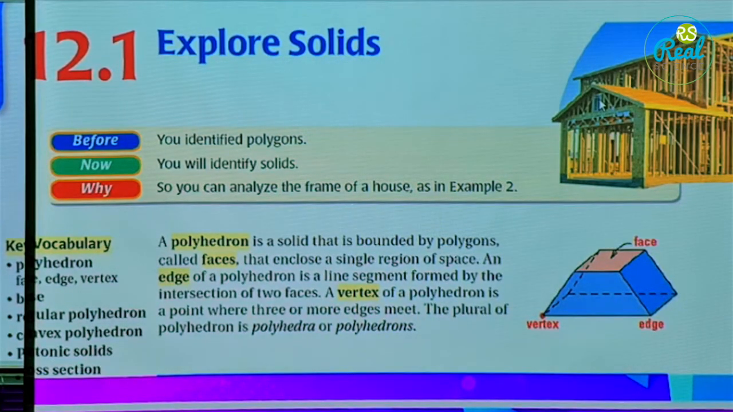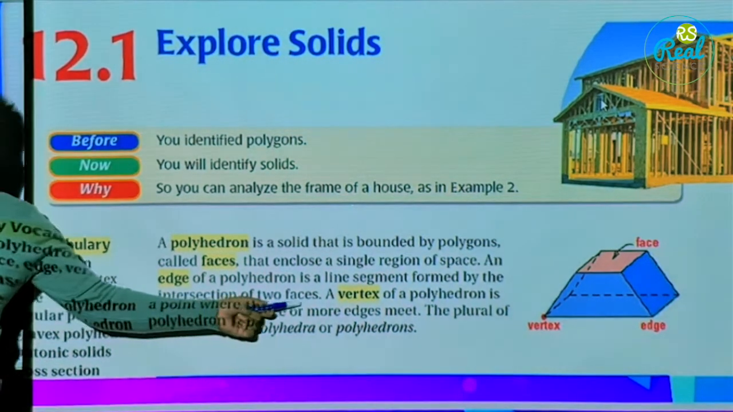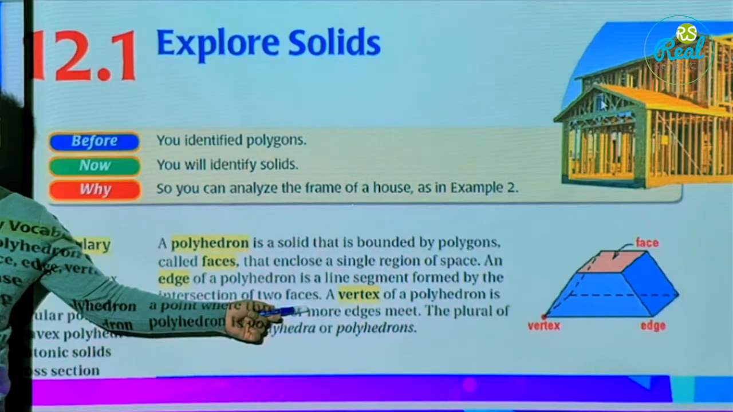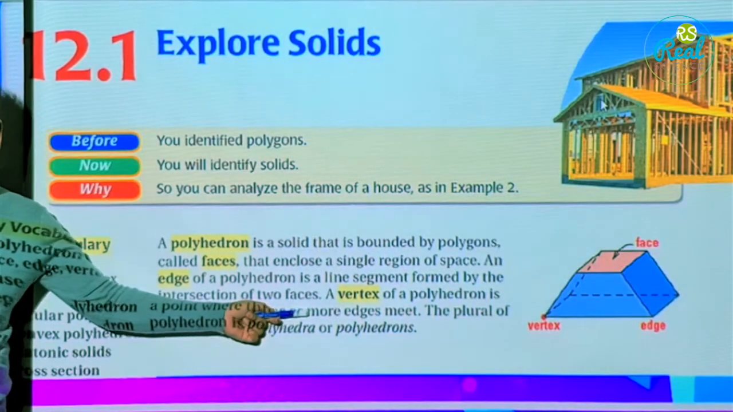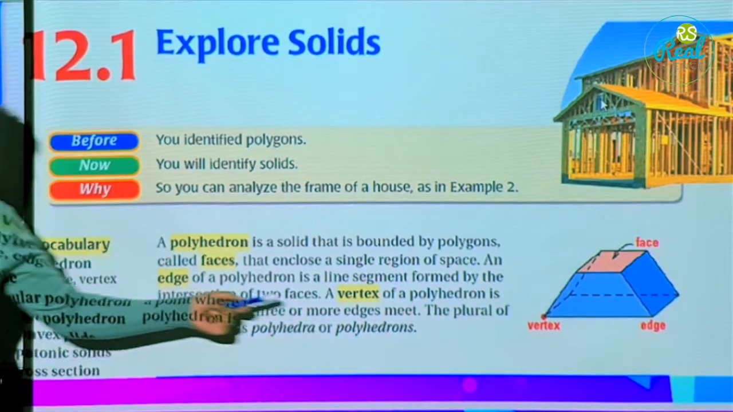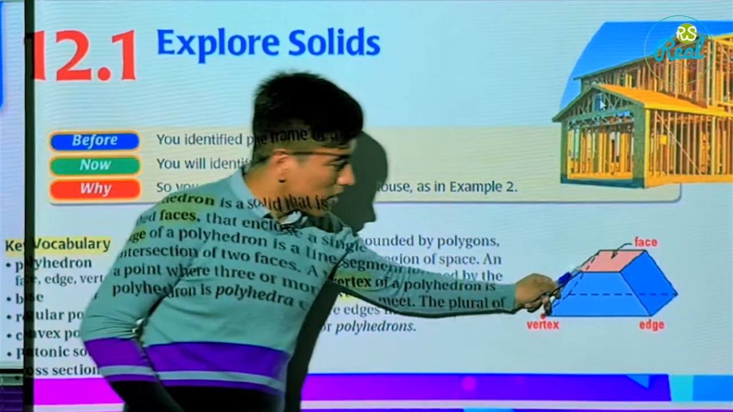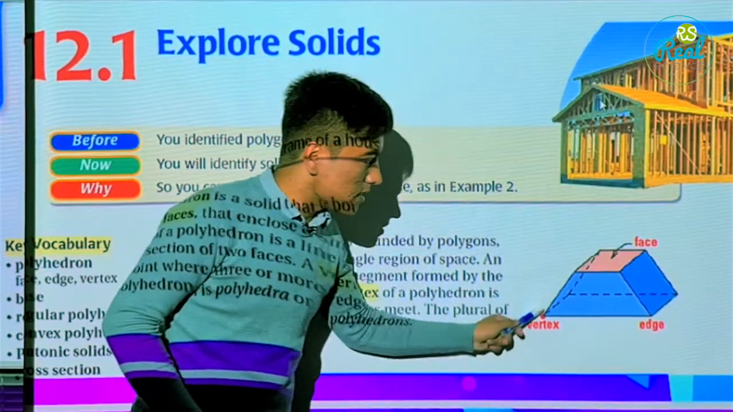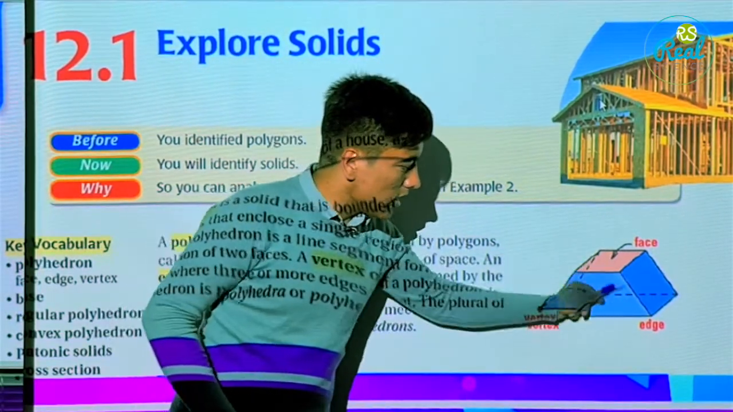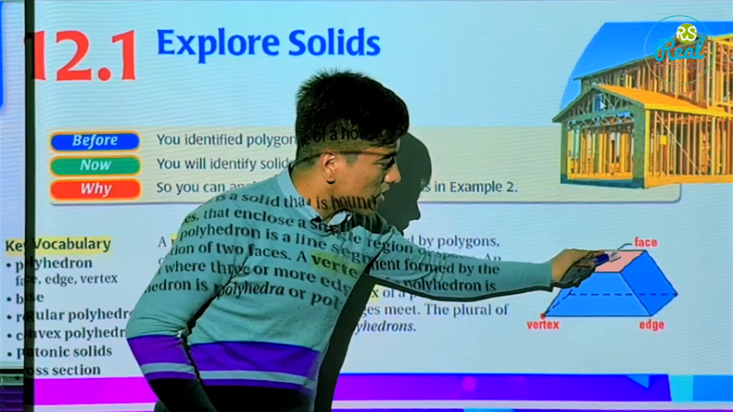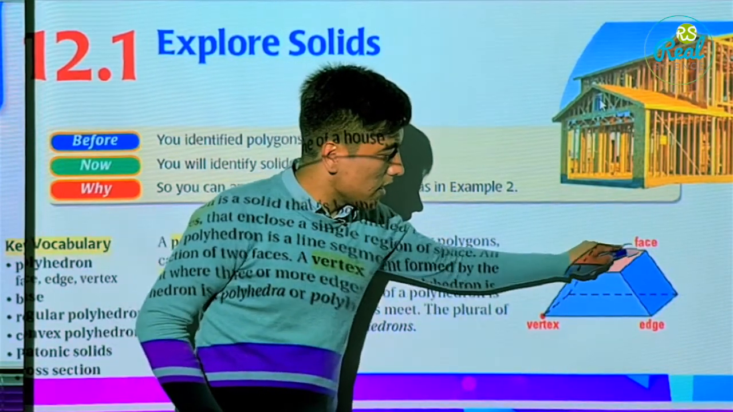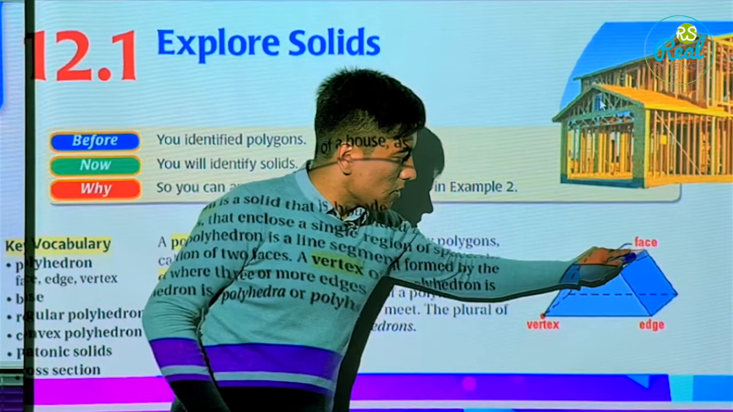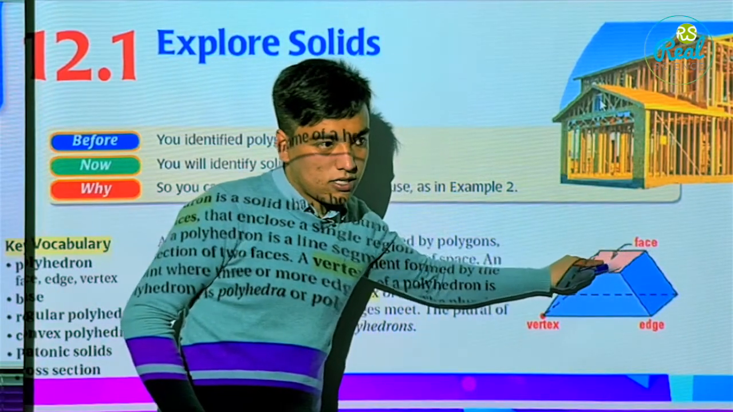An edge of polyhedron is a line segment formed by the intersection of two faces. I said intersection of planes, yeah? Plane, actually, face. For example, we can say this is one plane or face. Face, face, face. Intersection of this face and this face, it provides this edge. Yeah?